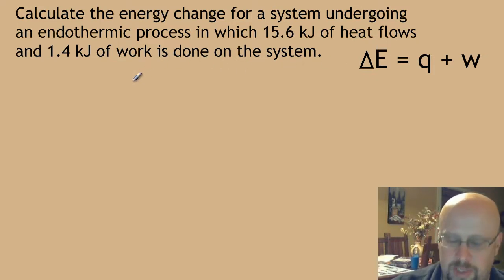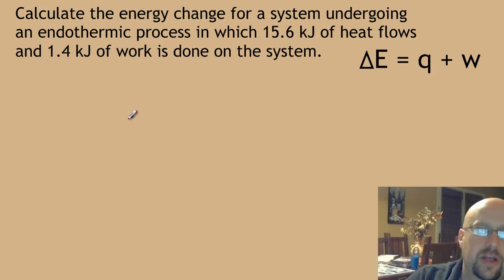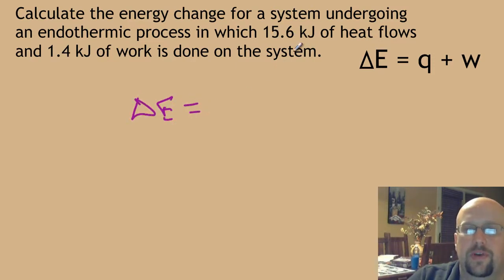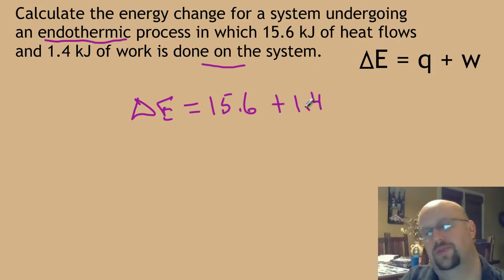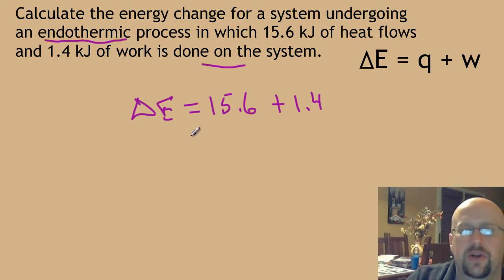So this comes out to be a real simple calculation. We've got our delta E, and it's going to be equal to 15.6 kilojoules of heat. It's an endothermic process, and so that means it's going to be a positive heat. So 15.6 kilojoules, and we're going to add that to 1.4 kilojoules. And why is that a positive? Because it says work is done on the system, so that means work is going into the system. They're both in kilojoules, so I'm not going to write the units as I work the problem. I'm just going to write them here at the end.